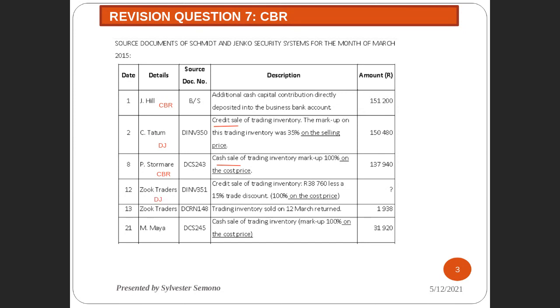Can you see now? Because you are selling inventory on credit. I think you are following, guys. So please make sure that you practice and know what to do. On the 13th, trading inventory sold on the 12th of March was returned. We did talk about this. So if we sold on the 12th, but now they are returning, where do we record?